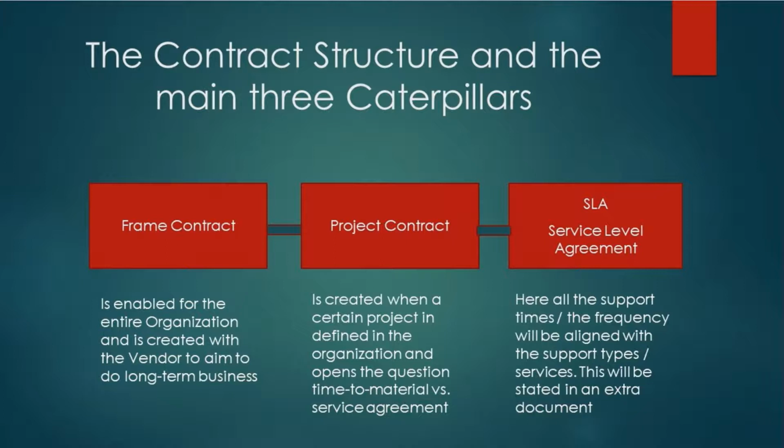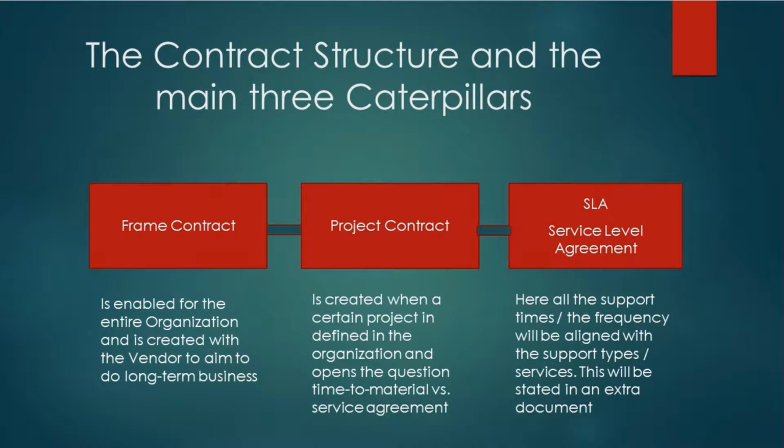Moreover, what is also something that is now in place is the SLA, the service level agreement. Here all the support times and the frequency will be aligned with the support types and services. Support times is on one side how often or how fast a vendor needs to react. You will have, for example, 24-hour, 7-day support. This will often be more expensive than, for example, 5-day support, which is from 9 to 6 p.m.